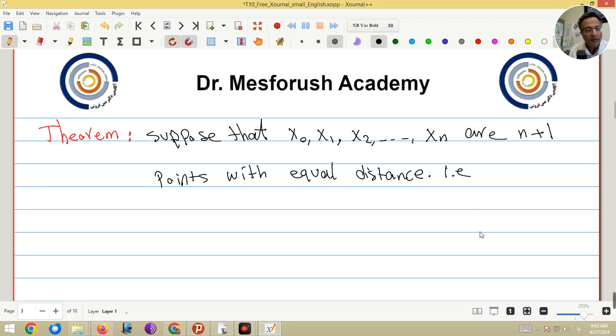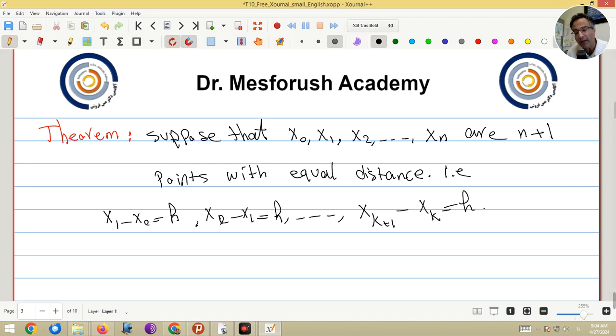What does it mean? It means that x1 minus x0 should be, for example, h, x2 minus x1 should be equal to h, and so on, for every xk plus 1 minus xk it should be h for all k equal to 0 to n. Okay, this is the meaning of equal distance.